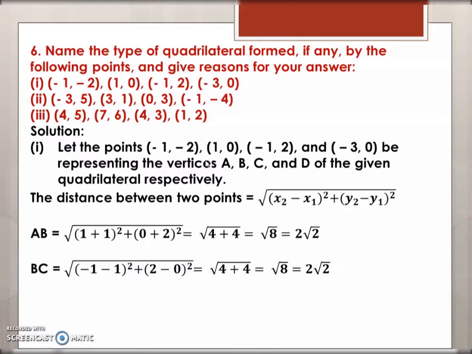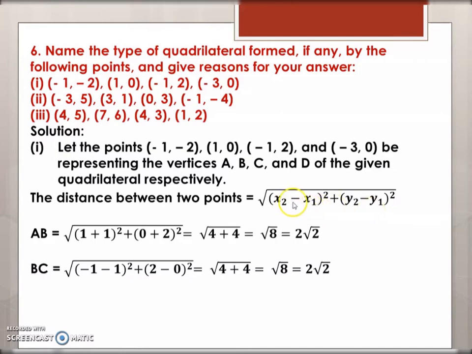general quadrilateral. So the first part, the coordinates are minus 1, minus 2, 1, 0, minus 1, 2 and minus 3, 0. So you will take one of them as A, the next one as B, then C and D. So these are to be written in that order, A, B, C, D or PQRS, whatever name you are taking. So I have taken the quadrilateral as ABCD. So then next is to use distance formula and find out the length of the sides.